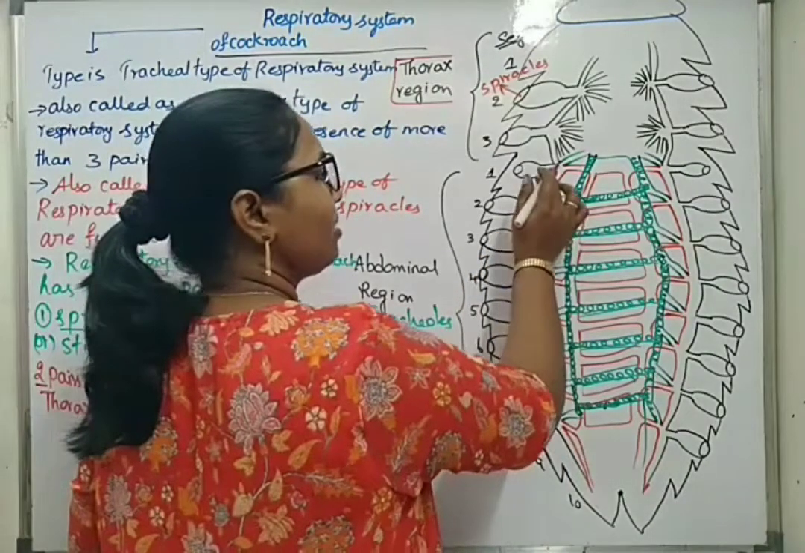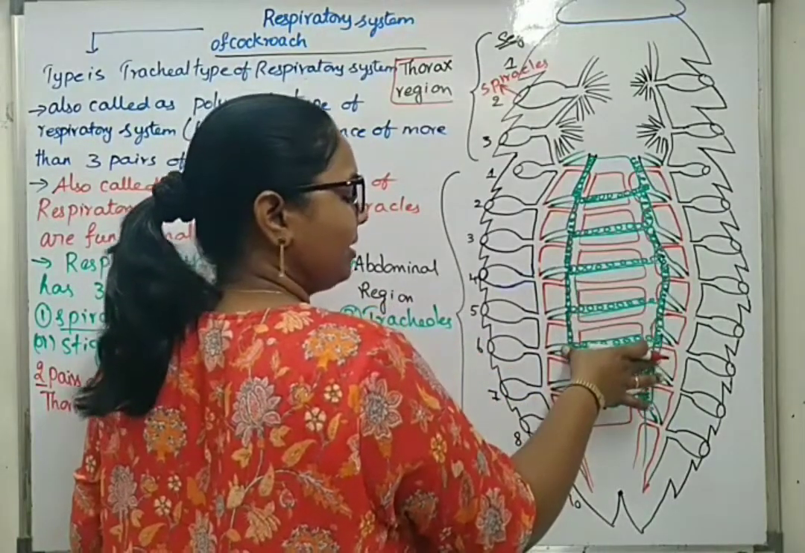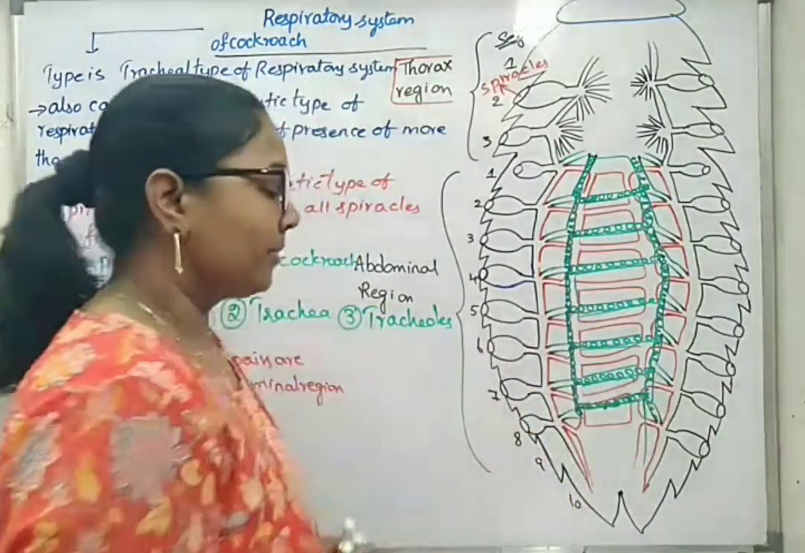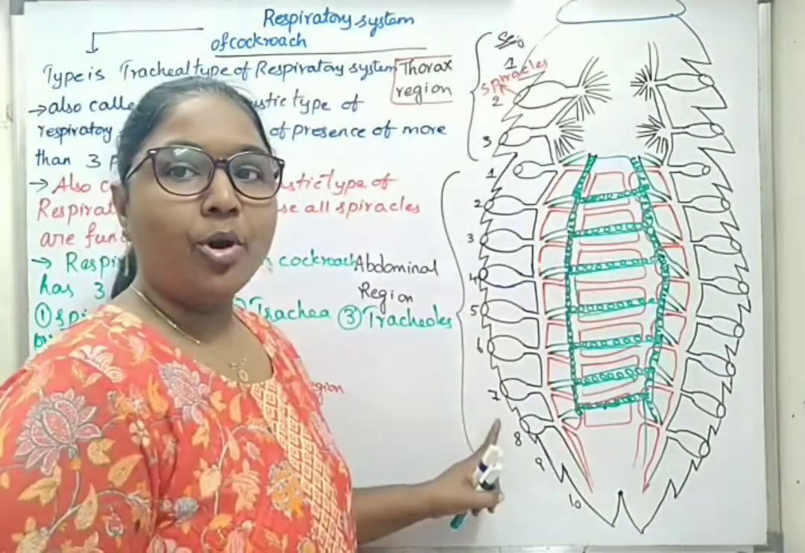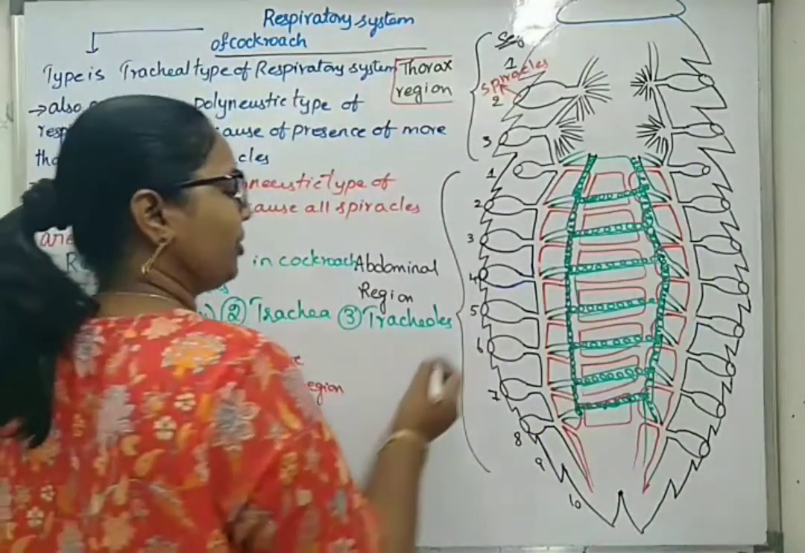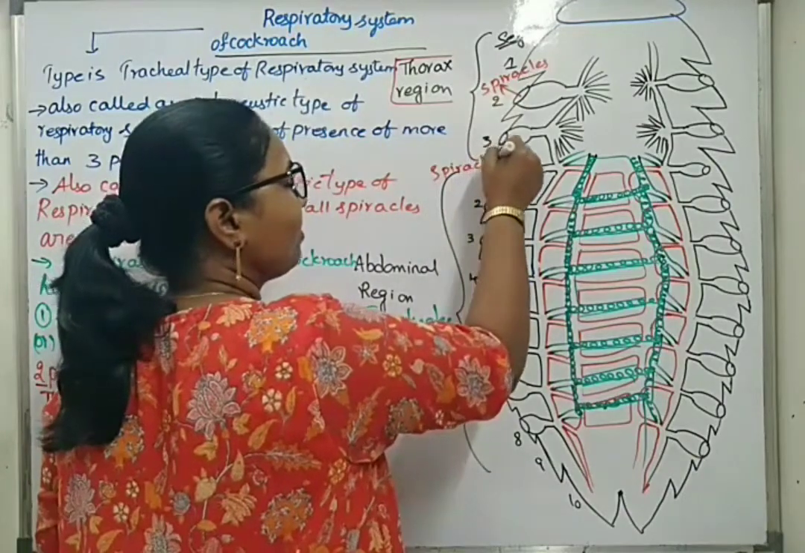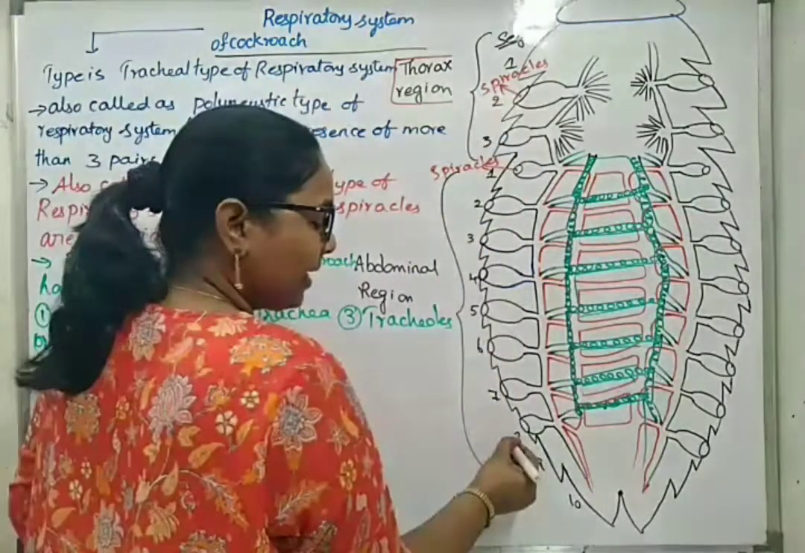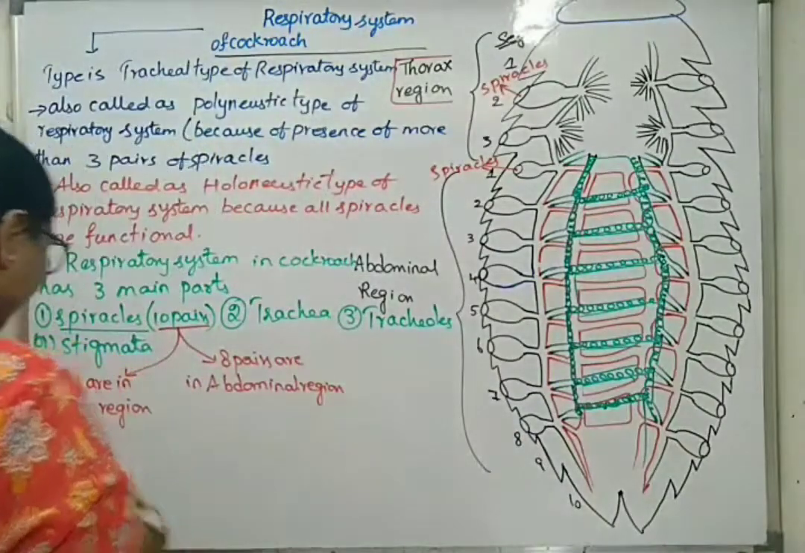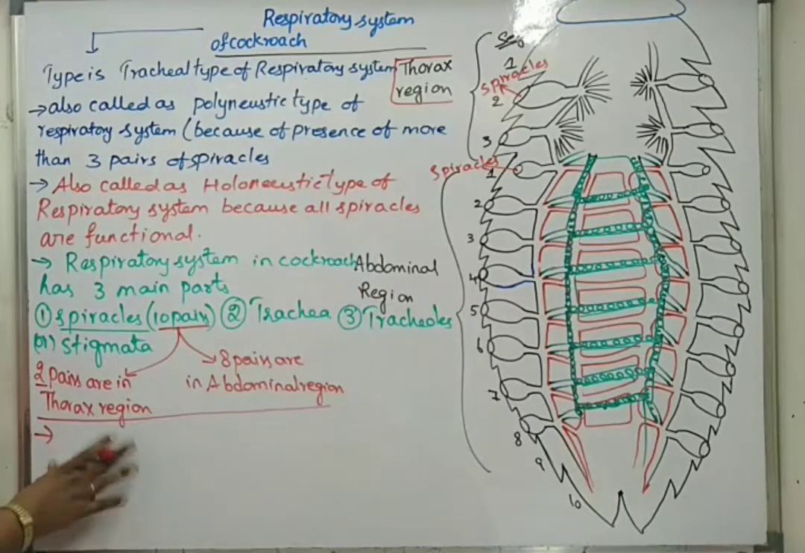Next, 8 pairs: first pair, second pair, third pair, fourth pair, fifth pair, sixth pair, seventh pair, eighth pair. Up to 8 segments of the abdomen of cockroach, 8 abdominal spiracles are distributed. So these are abdominal spiracles. We see spiracles only up to 8 abdominal segments.